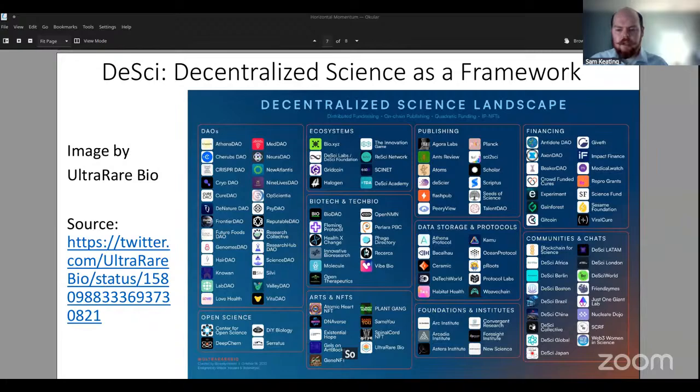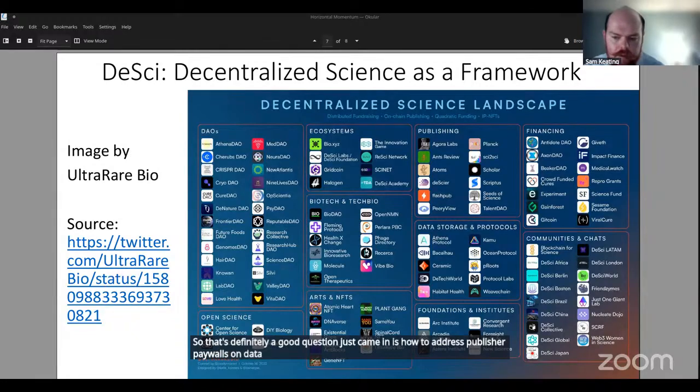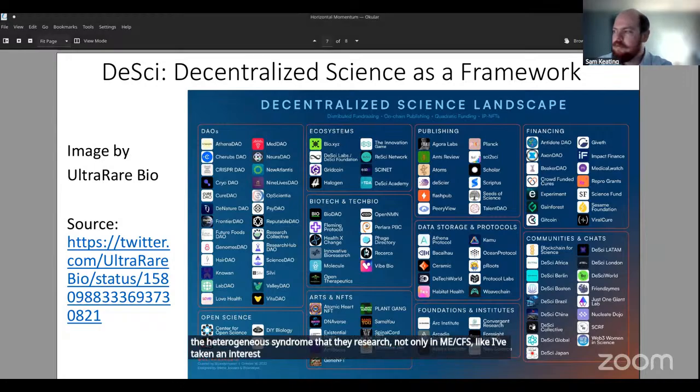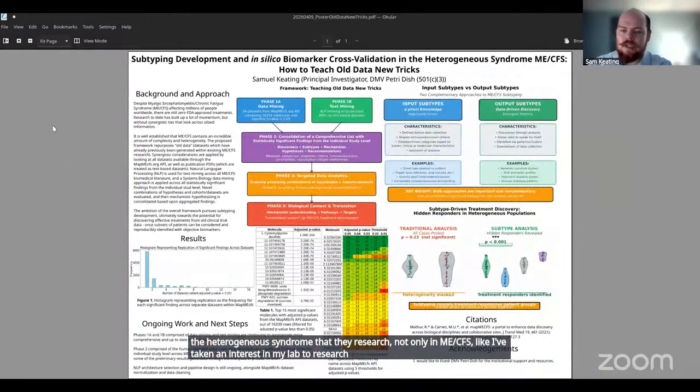So that's definitely a good question. Just came in is how to address publisher paywalls on data and dataset silos that are not open due to compliance standards. So compliance is one major keyword. Another is incentives. And I would argue that a lot of the incentives are due to be reevaluated. A lot of scientists don't know the nature of the heterogeneous syndrome that they research. Not only in MECFS, like I've taken an interest in my lab to research, but just across the board.